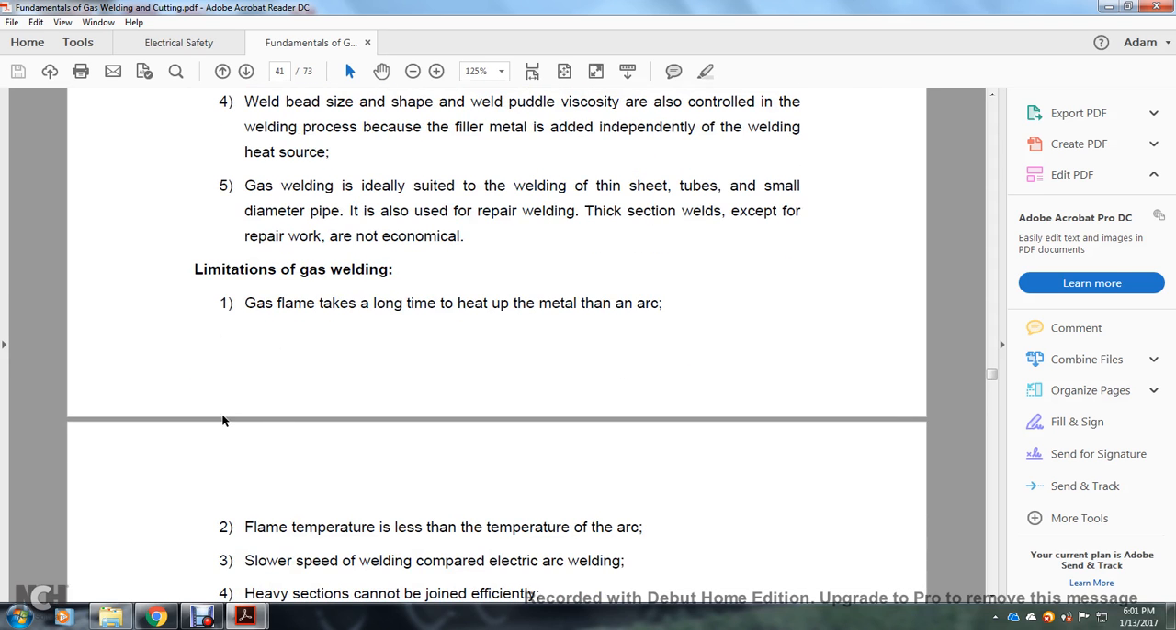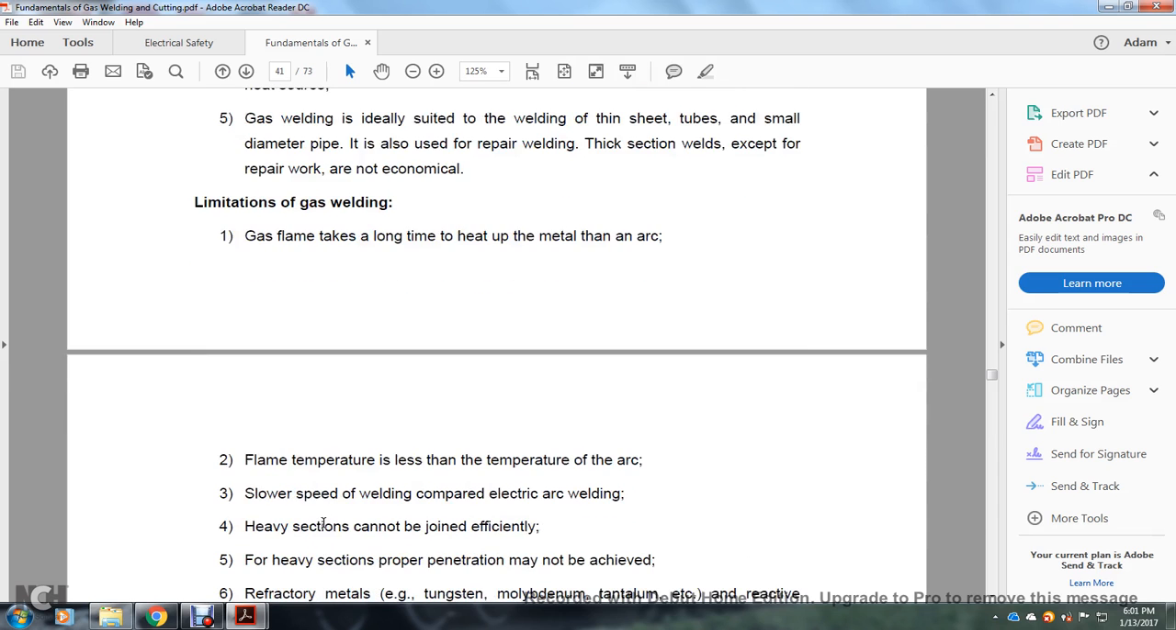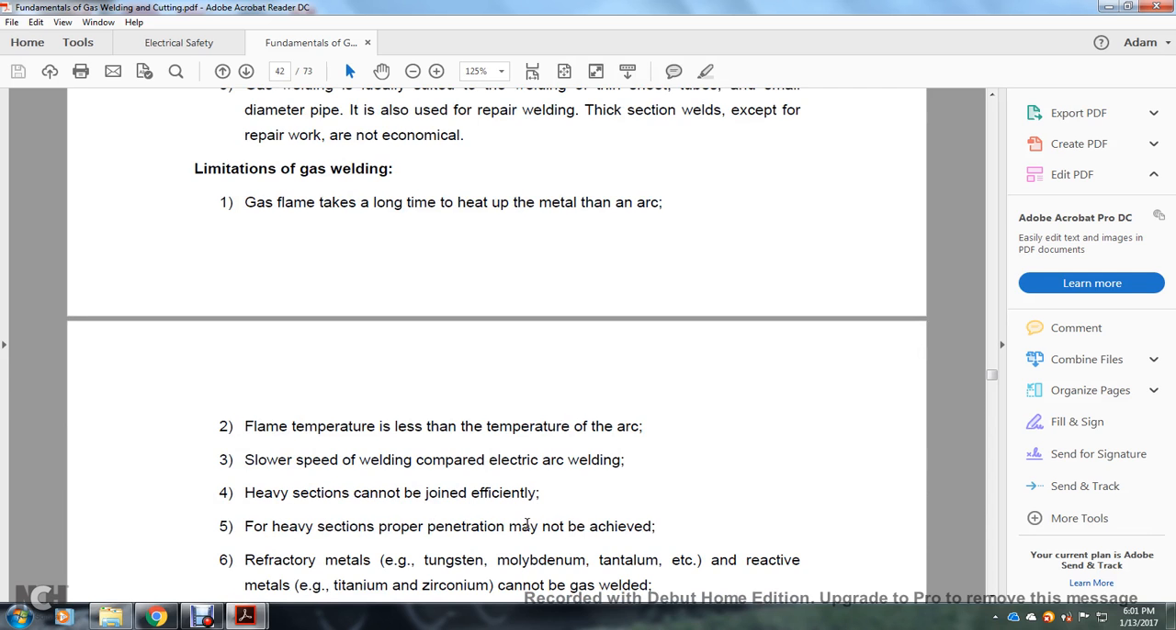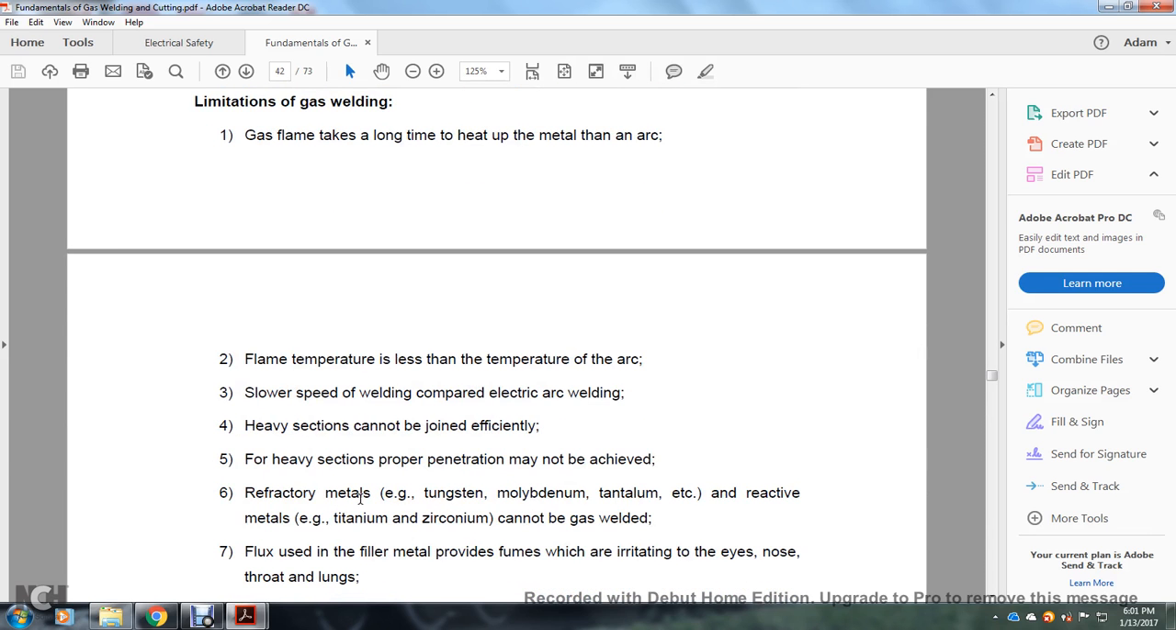Limitations of gas welding. Gas flames take a longer time to heat up the metal than an arc. Flame temperature is less than the temperature of the arc. The welding speed is slower compared with electric arc welding. Heavy sections cannot be joined efficiently. For a heavy section, proper penetration may not be achieved.